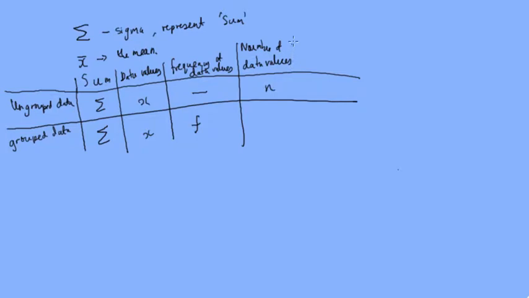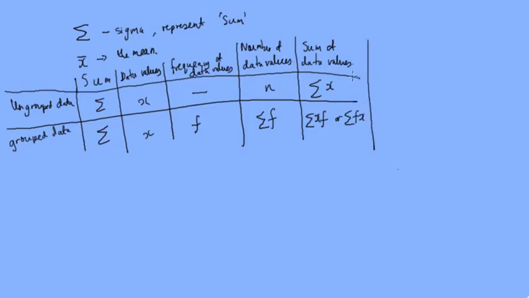is going to be n for ungrouped, and for grouped data we take the sum of the frequencies, and then the sum of data values is going to be the sum of x, and for the grouped data we take the sum of the data values multiplied by the frequency, or the sum of f times x.